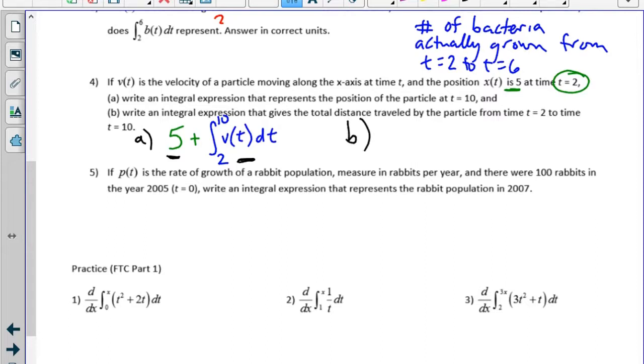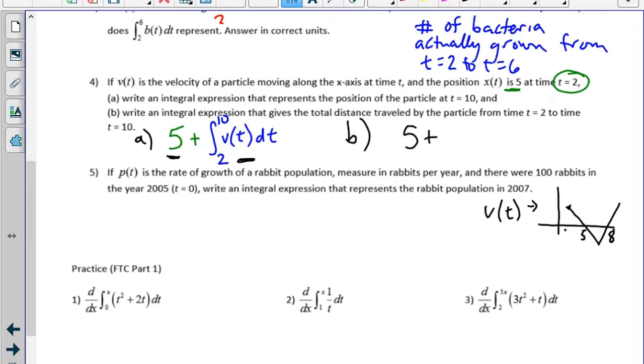Part B, write an integral expression that gives the total distance traveled by the particle from time 2 to time 10. Well, in that case, what we have to do is figure out everywhere that the particle ends up being negative and take the opposite values of that. Or we could use an absolute value, and I'll talk about that in a second. So we have 5 plus, let's just, for example, say that v of t in this problem has a graph that looks something like this. So the velocity is positive, and then it goes negative, and then it goes positive again. And let's just say that this is at 5 and this is at 8.